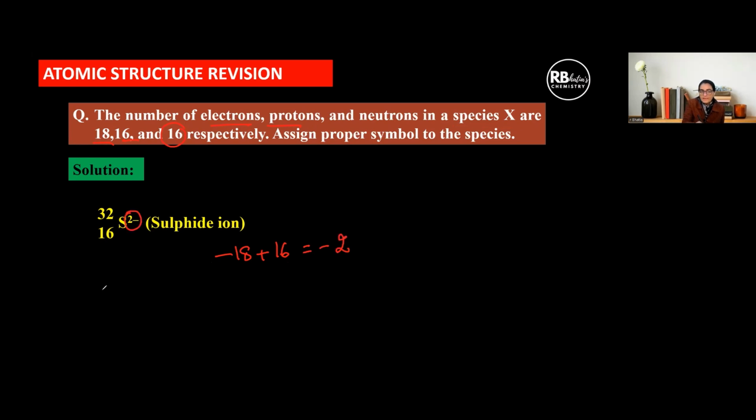And then Z, that is number of protons, is equal to 16. So we've written 16 here. And A, that is mass number, is number of neutrons plus protons, which is 16 plus 16, that is 32. So questions as simple as this can also be asked for your school exam.